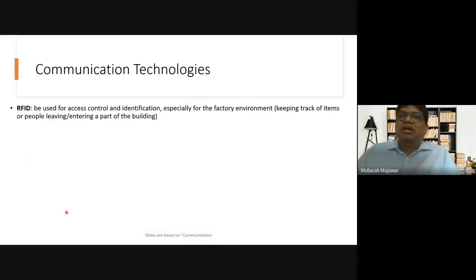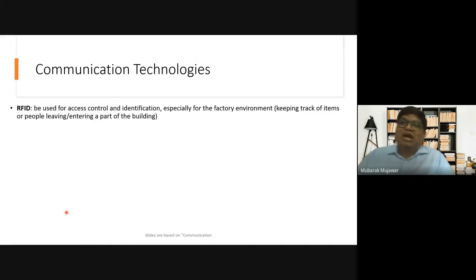So why are we using RFID? Because we have a huge factory, and each factory will have hundreds of workers. So we have to make sure that they have proper access, and they are accessing the proper factory environments. And we can keep track of their movement as well.